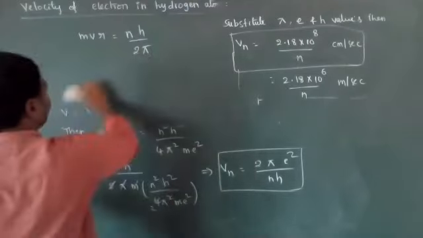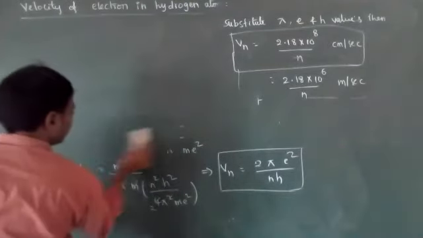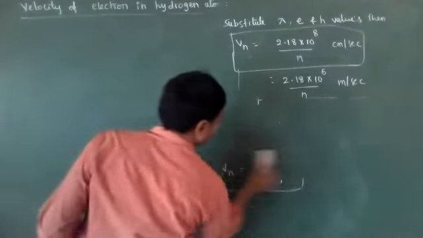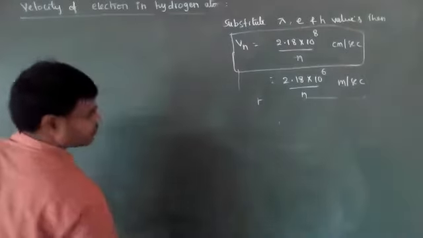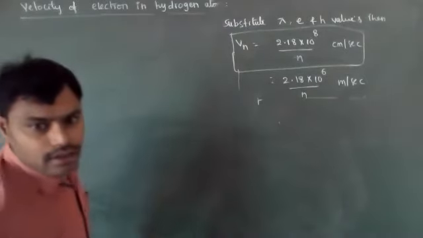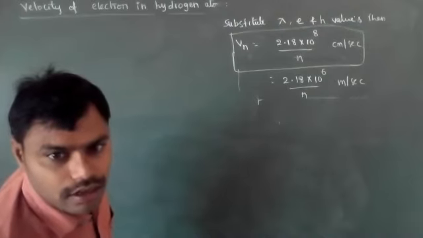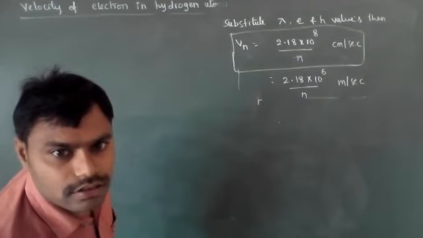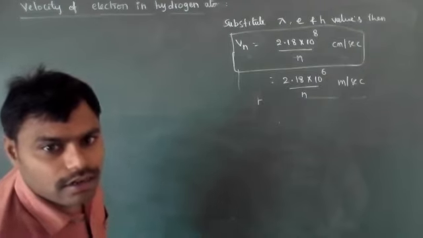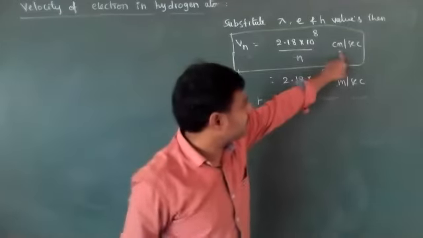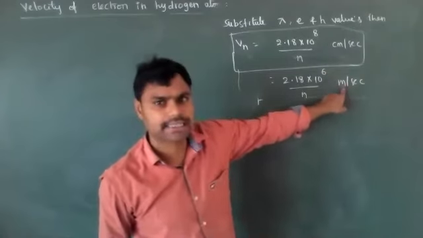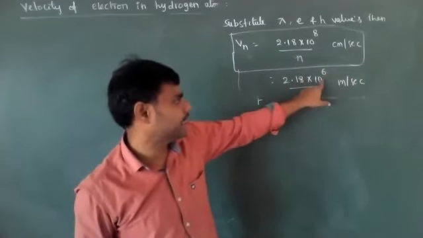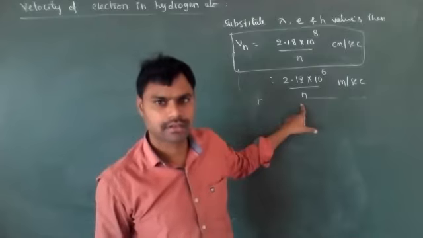Now, the same formulas for hydrogen-like species. I converted this centimeter per second unit into meter per second, then the value is 2.18 into 10 to the power of 6 by n. Okay?